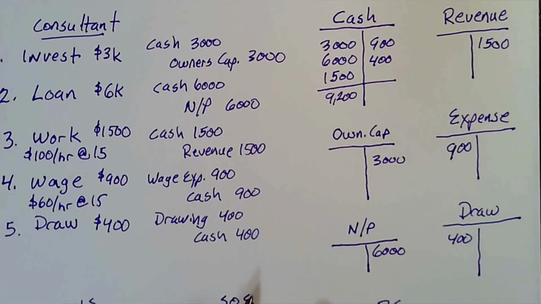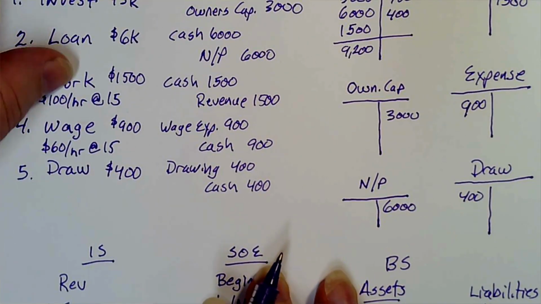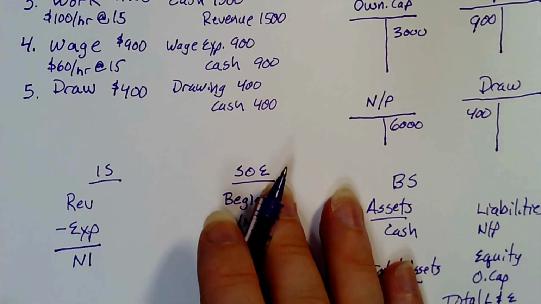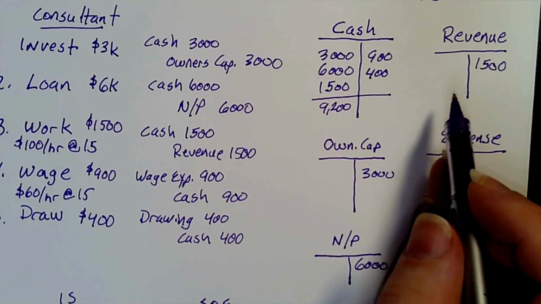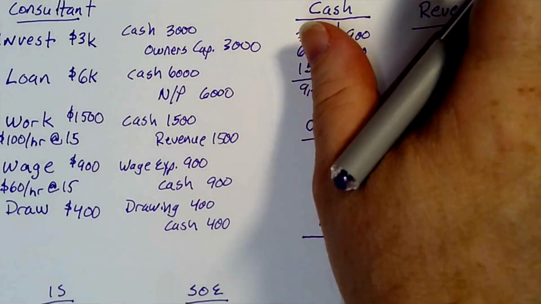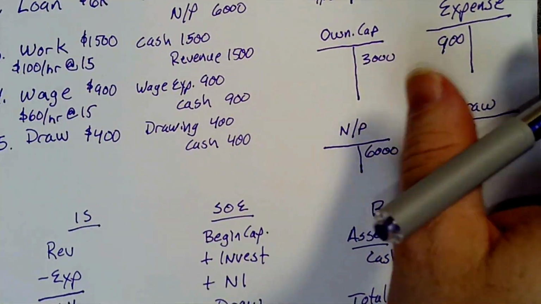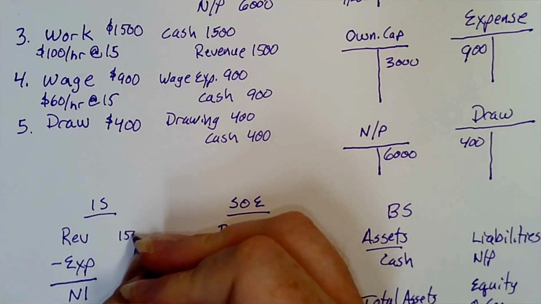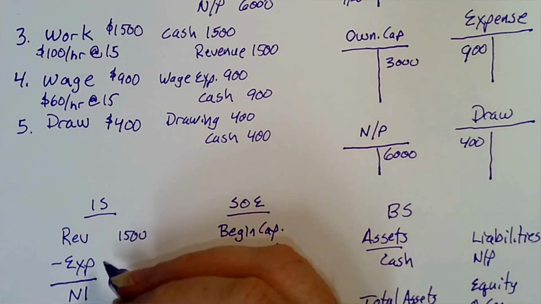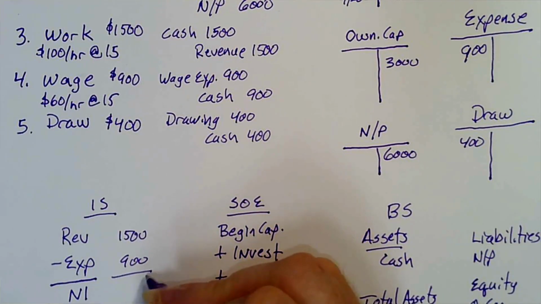Okay, well, let's go ahead and produce the financial statements out of this, right? We've got plenty of information to do it. Our revenue was, if we look up here, 1,500. Our expenses are 900. Therefore, our net income is 600.